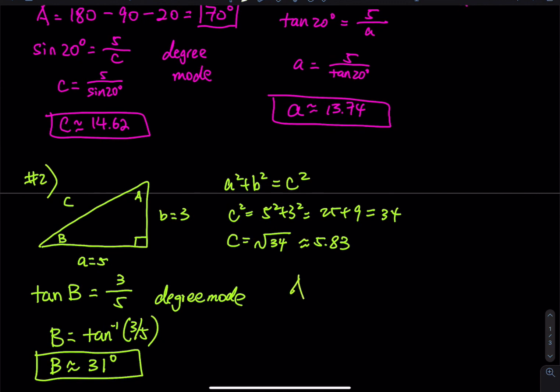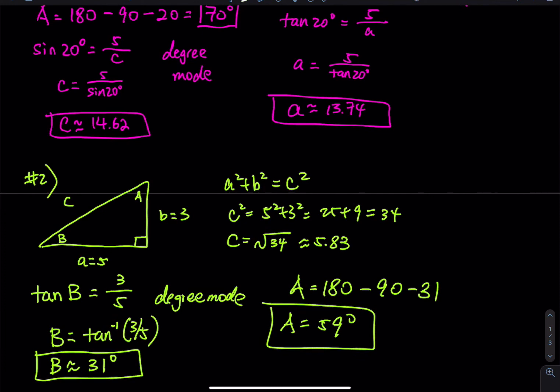Then what is A? The sum of all 3 angles is 180 degrees. You know a right angle, and then you minus B. So angle A is equal to 59 degrees. That's how you use the right triangle trigonometry, SOHCAHTOA. So in the next part, I will teach you the complementary angle theorem. I see you in the next part.